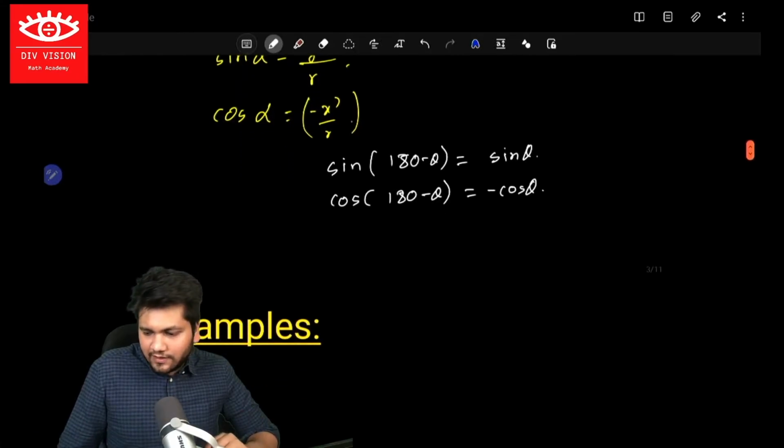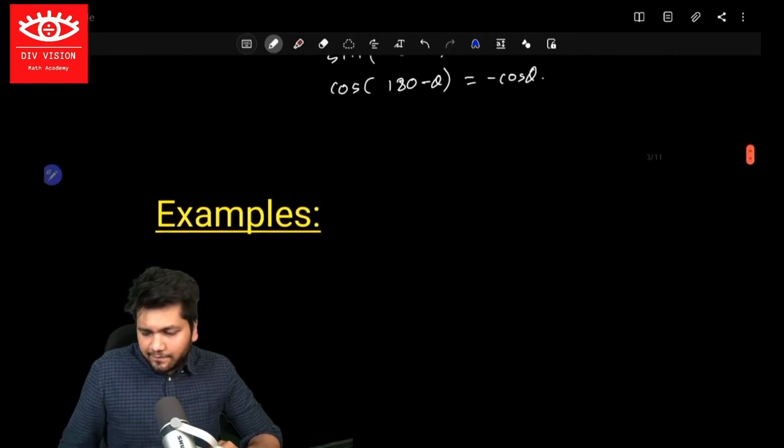Anyways, so this is sine of 180 minus theta, and cos of 180 minus theta is going to be minus cos theta, and sine of 180 minus theta is going to be sine theta. Now, examples.